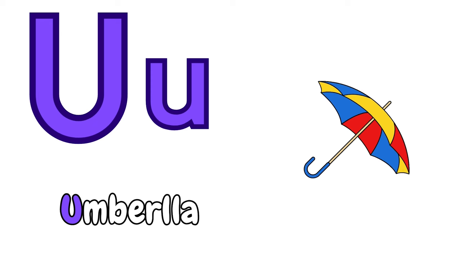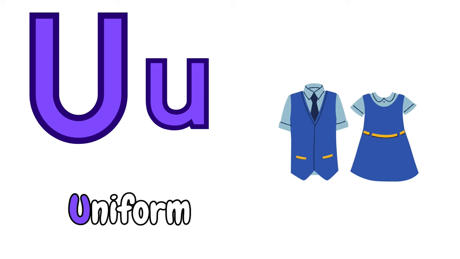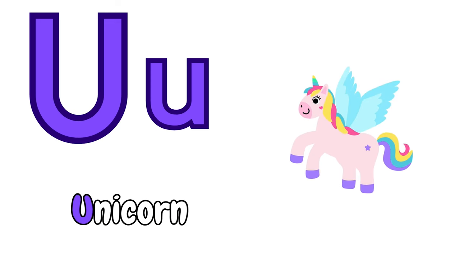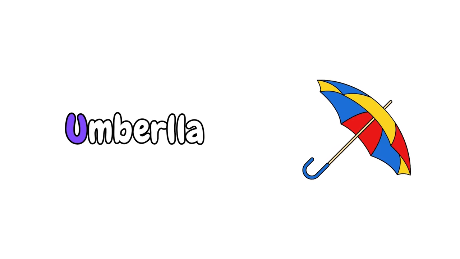Now, let's see which all start with alphabet U. U for umbrella. U for uniform. U for unicorn. U for unicycle. Can we say once again, kids, U for?